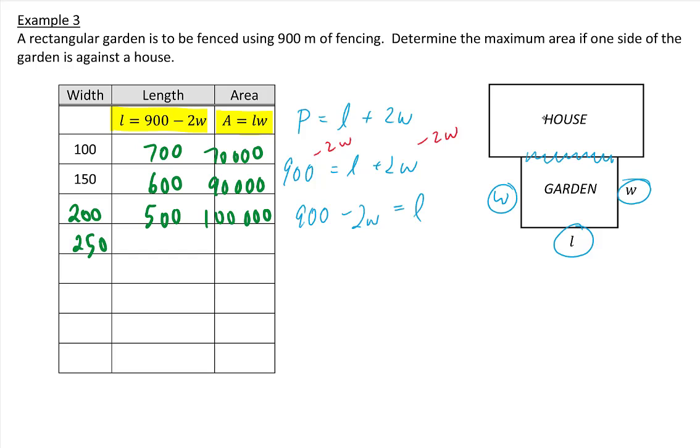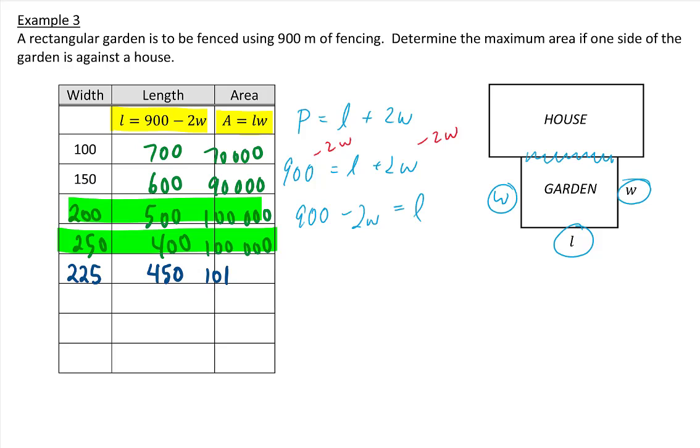Let's try 250. For 250, we get 900 minus 500, so that's 400. Again, we get 100,000. So we're hoping that the maximum area is somewhere in between 200 and 250, because they both give the same area. So let's check one more. Let's try 225. For this one, we get 450. And then to get the area, length times width, we get 101,250. So let's stop there and assume this is a good maximum area.